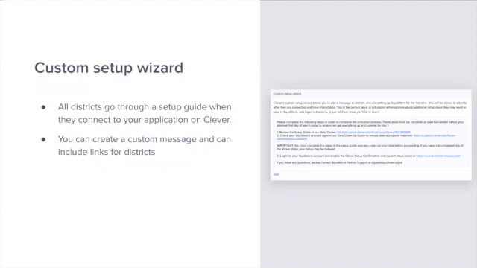This next feature is the custom setup wizard. All districts will go through a general setup guide where they connect to your application on Clever. This guide will walk them through 3 steps. The first step is sharing data. This is where those globally recommended sharing rules are surfaced to the districts. The next step is the district will be able to review and resolve any data errors. And finally, the district will view a custom message from your team if you choose to include one.